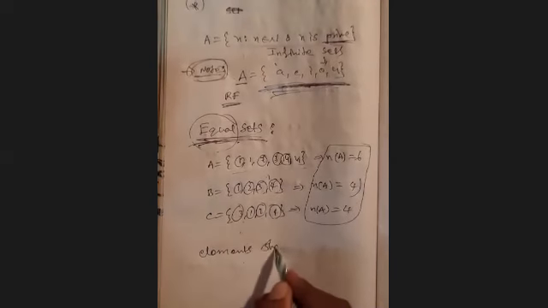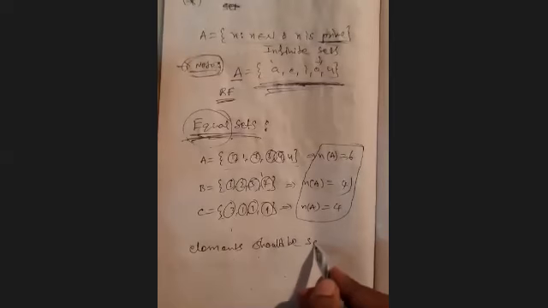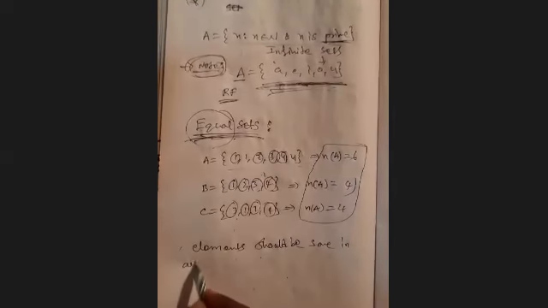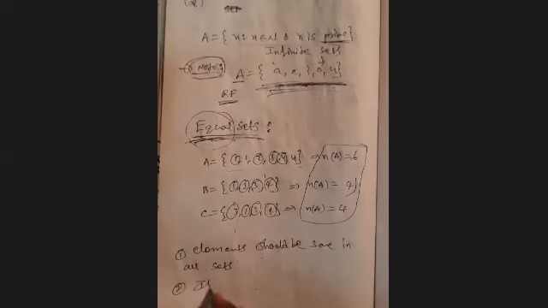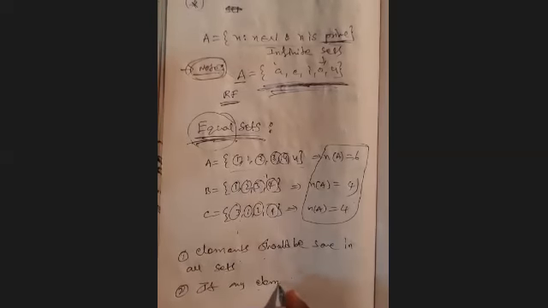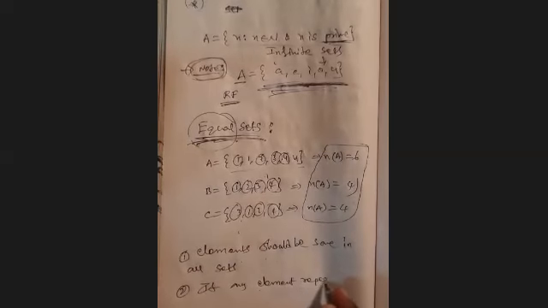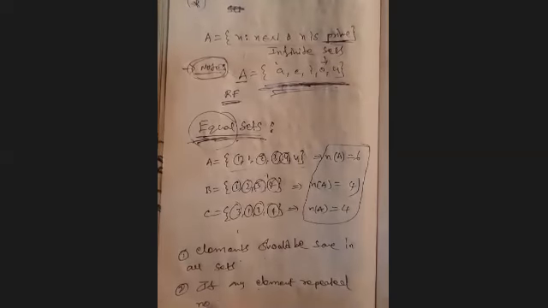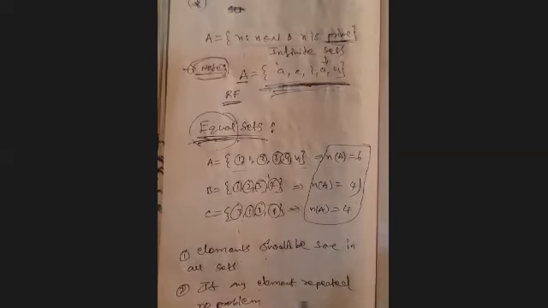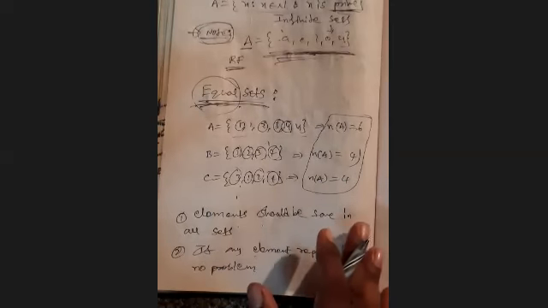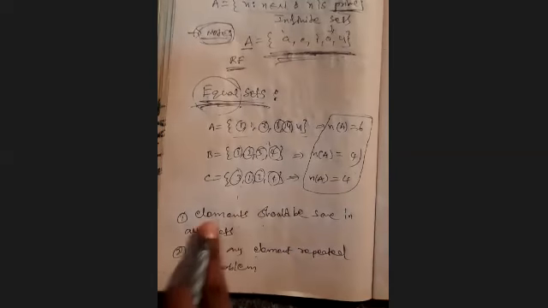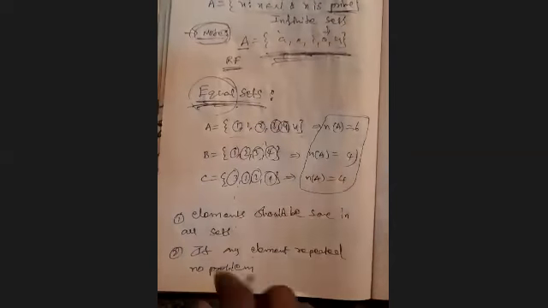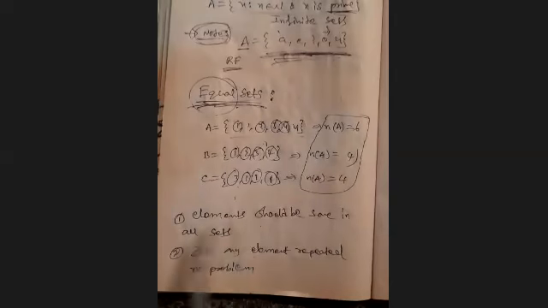Elements should be the same in all sets. If any element is repeated, no problem. I told you we can write mathematics in our own language, in our own style. Why? Because how much we understand the concept is important. How much you write is not important in maths. If you understand, you can write it in your own words, not only like this.